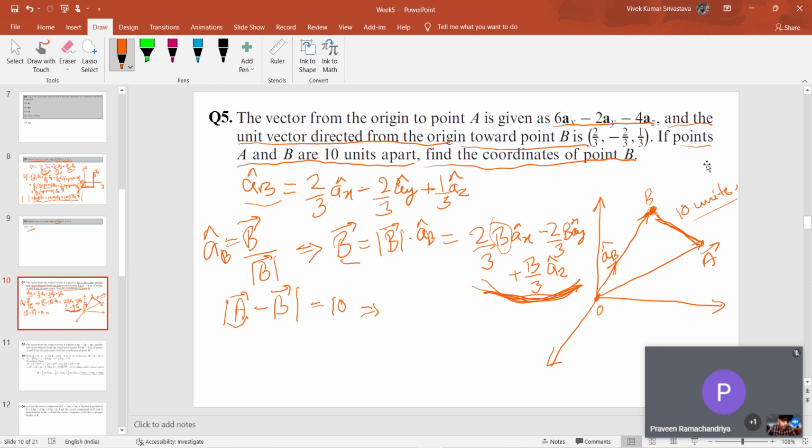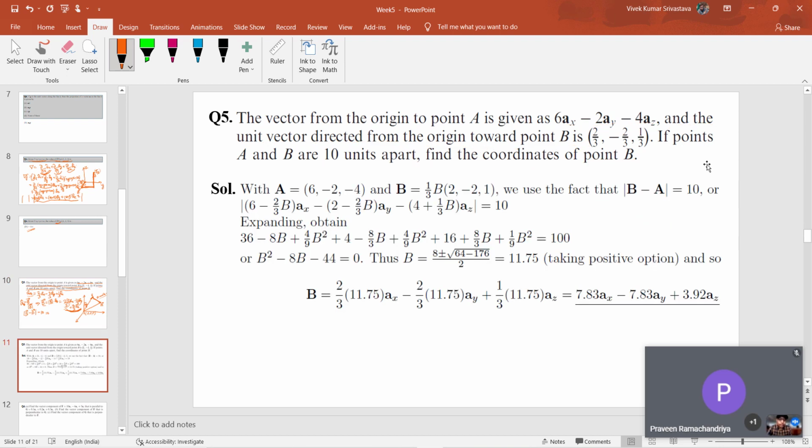So the origin is represented as 0 comma 0 comma 0. So whatever vector you get, the corresponding components of ax, ay and az represent the x, y and z coordinates of point B here. Okay, so that's how you can solve this question. So let us come to the answer directly.